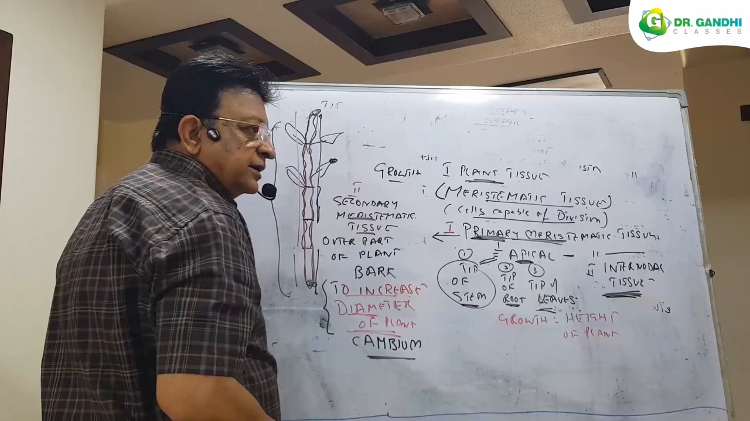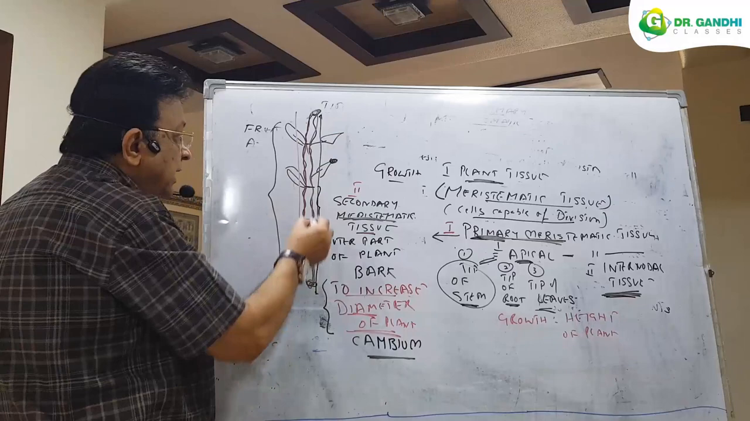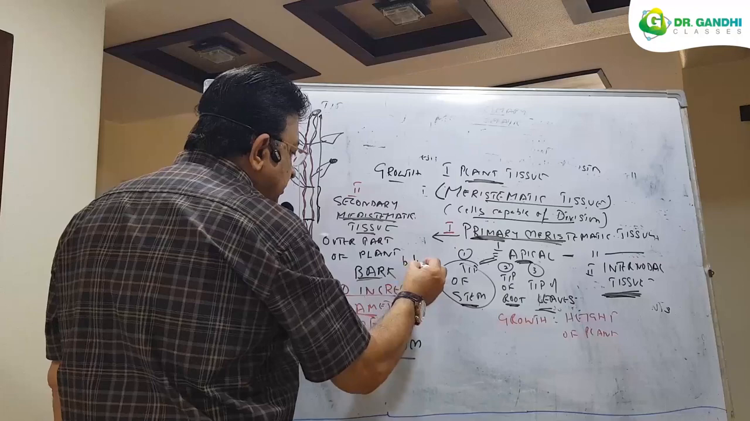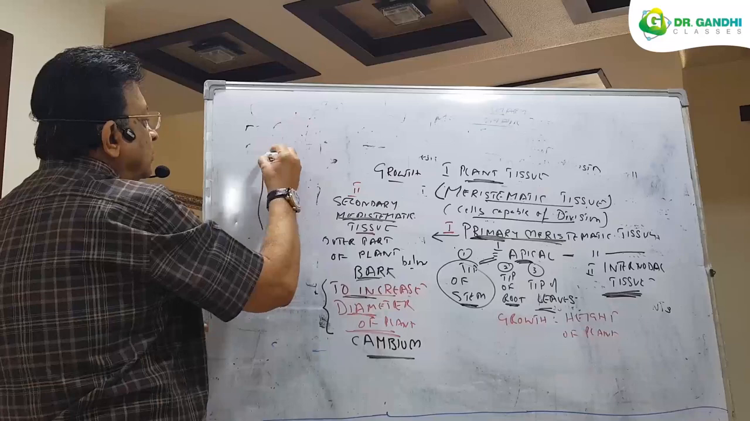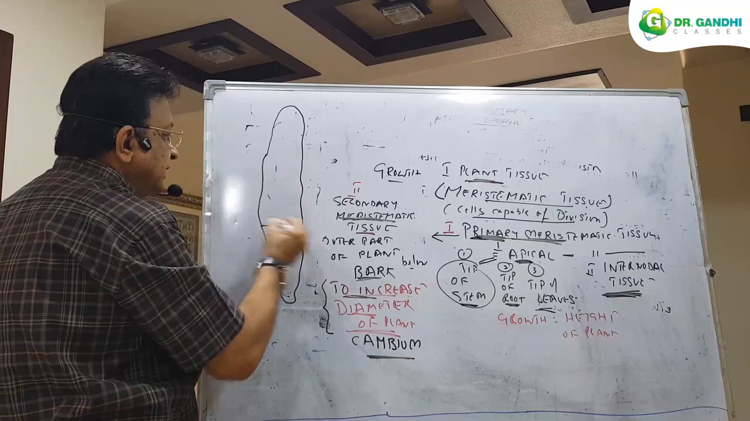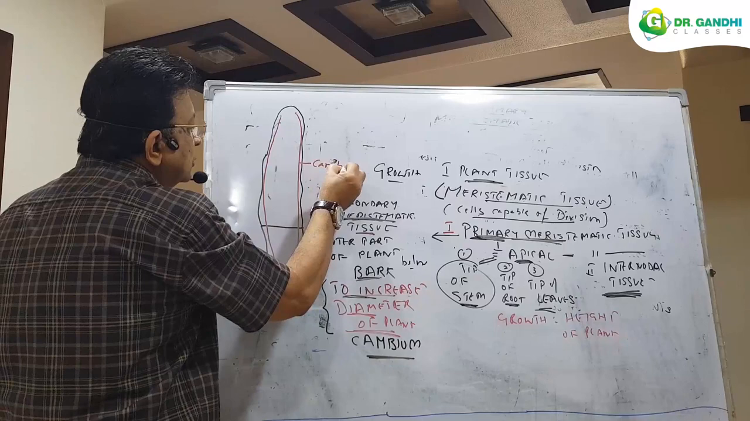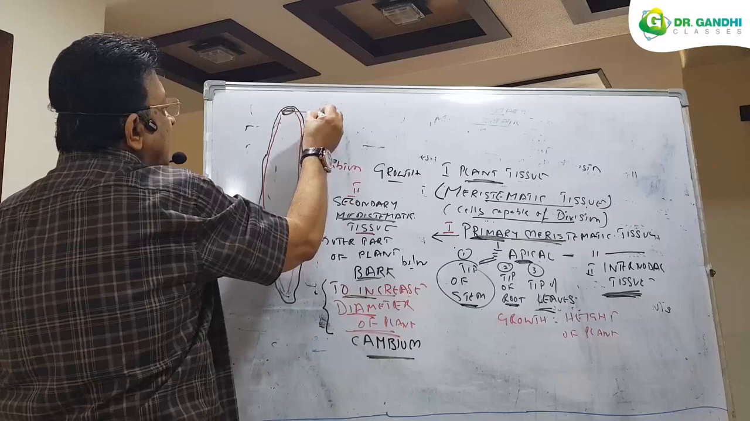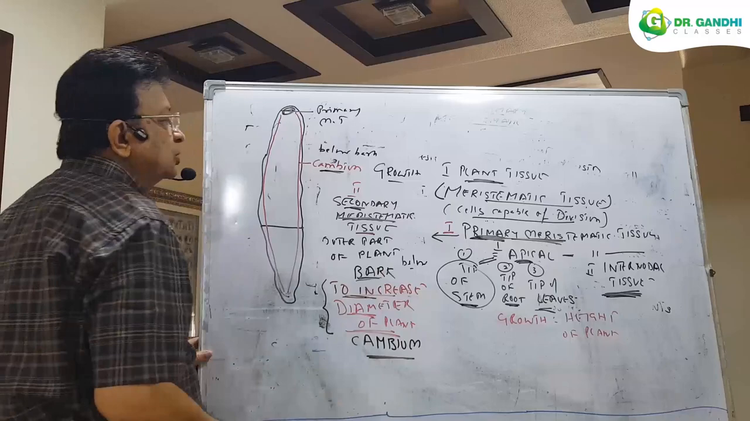Next, now that the plant has grown in height, it is possible that it will topple. Therefore, I create a secondary meristematic tissue on the outer part of the plant. The outer part of the plant is called bark. So just below the bark, I have created a secondary meristematic tissue. So now you can see that the plant has now become broad, or it has increased in girth, or it has increased in diameter. That is because below the bark, I have created a secondary meristematic tissue known as cambium. Again, at the tip you have primary meristematic tissue, below the bark, you have secondary meristematic tissue called cambium.